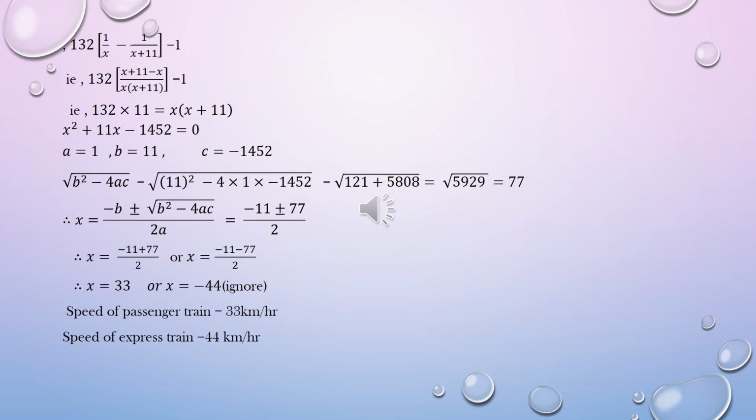negative 44. Speed of the train can never be negative, so ignoring the negative value, we can say speed of the passenger train is equal to 33 km per hour and speed of the express train is equal to 33 plus 11, which is equal to 44 km per hour.